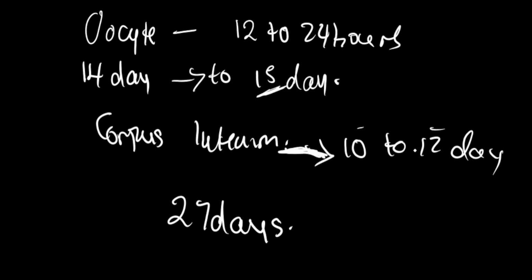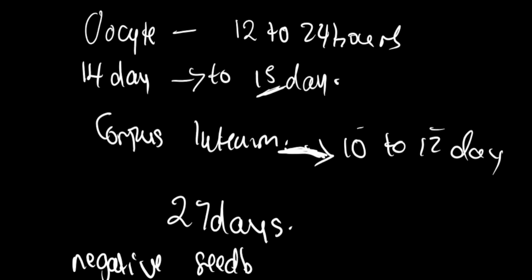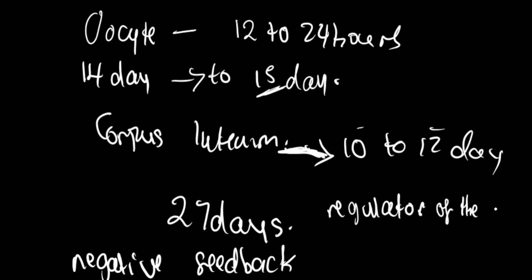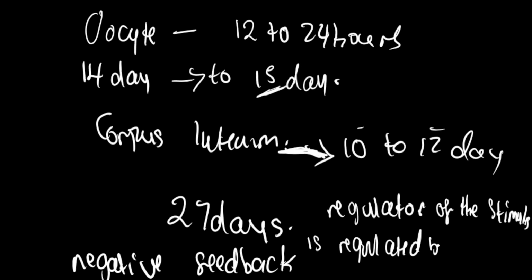And why is this so? We would get to look at the concept of negative feedback. Put very simply, how I like to see, or how I understand negative feedback, is that the regulator, so I would write this down, the regulator of the stimulus is regulated by the stimulus.